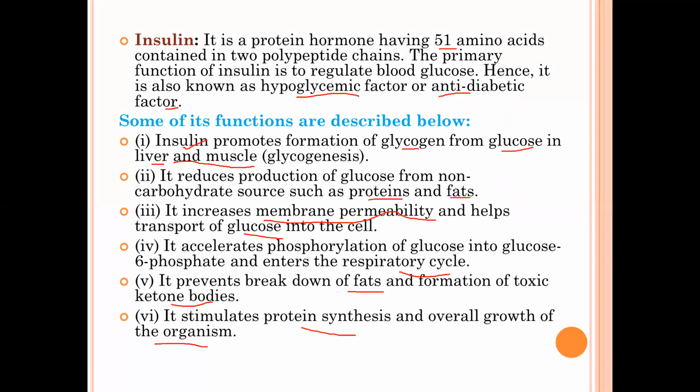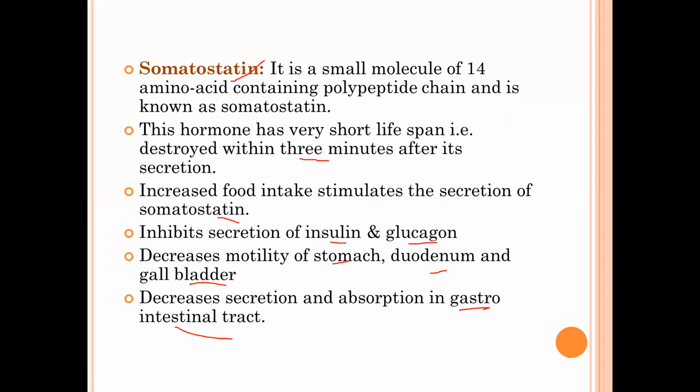Glucagon and insulin both are antagonistic to each other, and they are meant for maintaining the glucose balance in our body. So they are called glycemic hormones. In the same way, somatostatin also is helpful because it inhibits the functioning or secretions of insulin and glucagon.